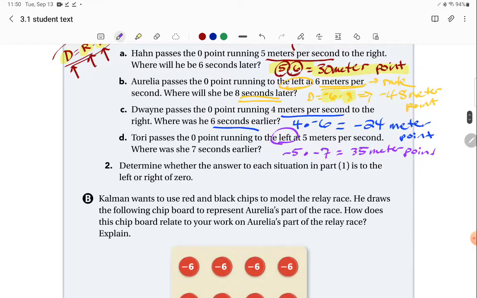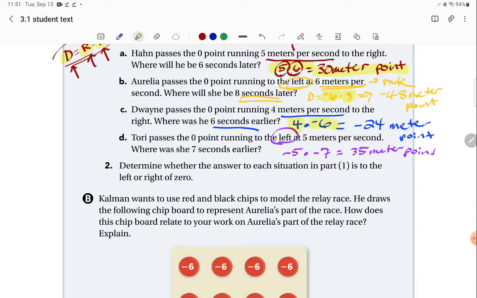Now, on, let's see, C, Dwayne passes the point running 4 meters per second to the right. And since it's to the right, that's why that 4 is positive. Now it says, where was he 6 seconds earlier? So that's back in time. And you remember in the original problem up there, it says if you are thinking backwards in time, then that's negative. So 4 times negative 6.